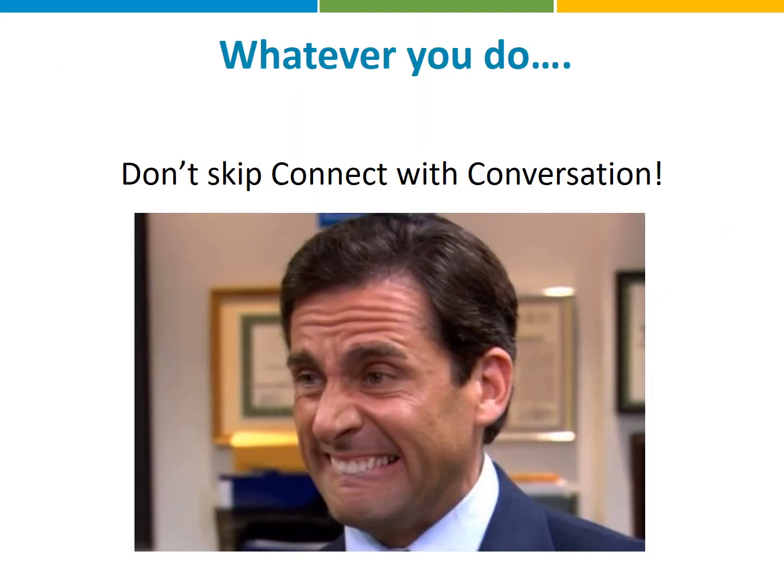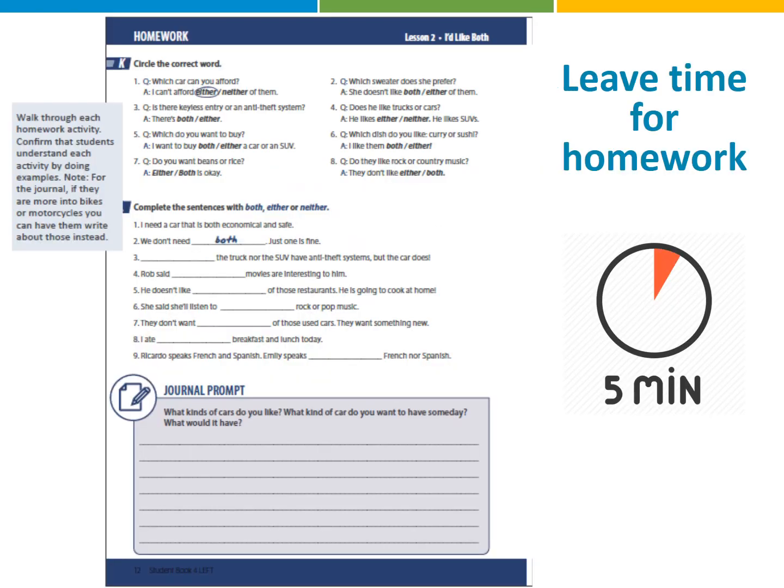If you don't have enough time to get through a lesson, we recommend not skipping the culture tip or the connect with conversation activity, unless it's a topic that you need to avoid or just doesn't work for your students for some reason. For homework, we recommend leaving 5 minutes at the end of class to go through the first example of each activity with students, including the journal.